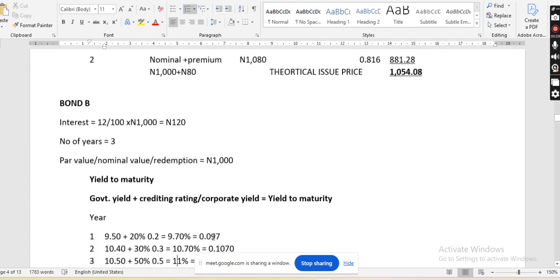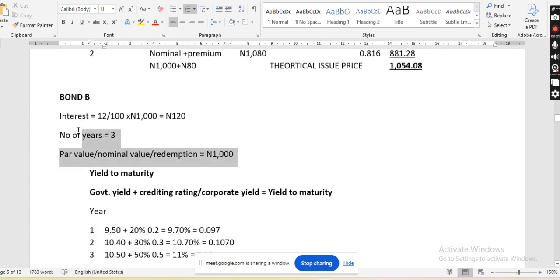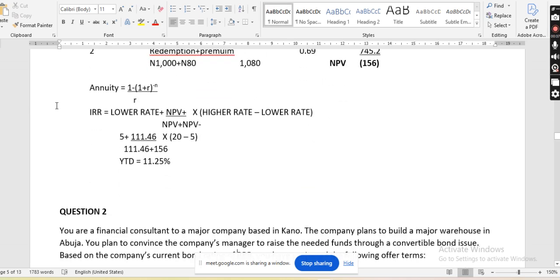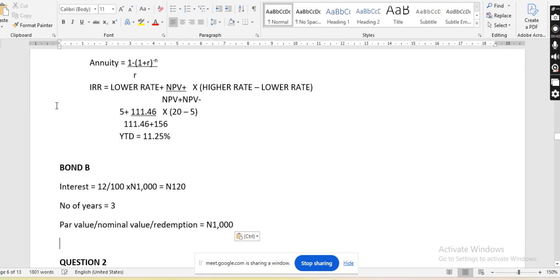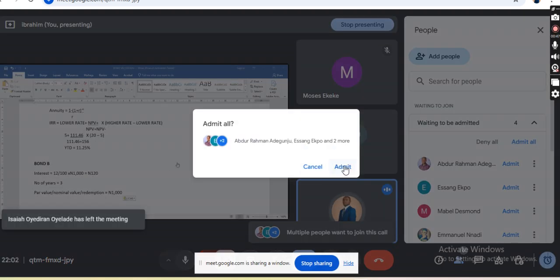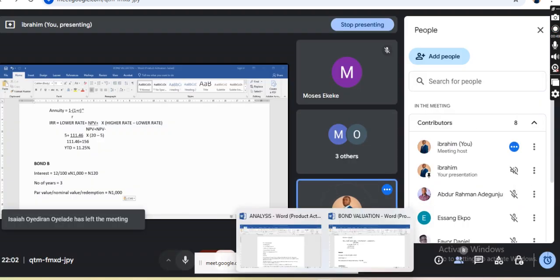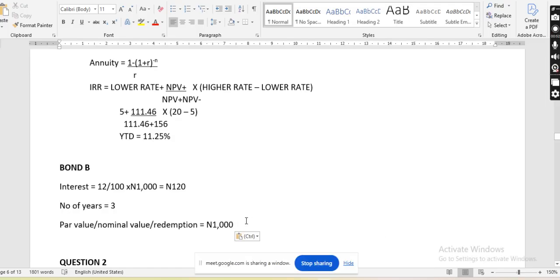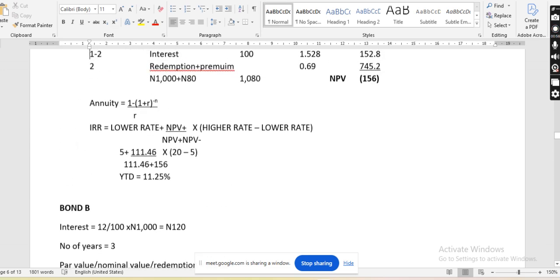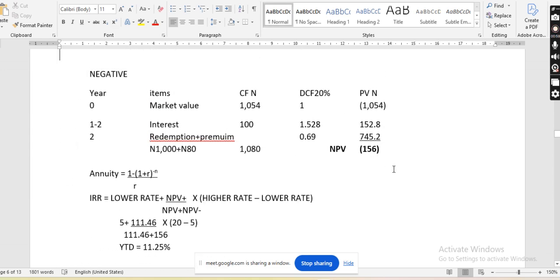Quickly, bond B. Okay, this is it. So we can just copy all this. This is bond B. So we'll just copy and paste, then we'll move on. Okay, so this is for bond B, right? Now, this is for bond B.